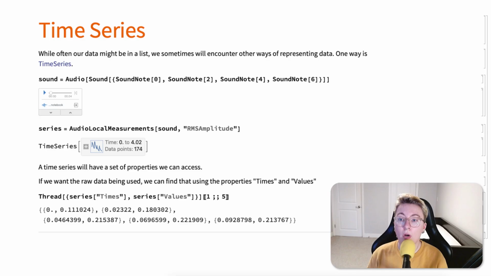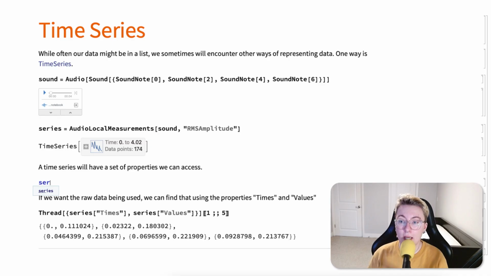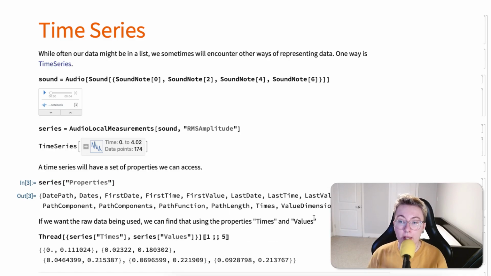As I just mentioned, one way of representing data that we've seen a little bit in some previous lessons but haven't really discussed yet is how to use time series. These are a way of representing time-dependent data, like, for example, our output from audio local measurements, where the timescale is the duration of the audio file. Time series have a set of properties that we can access. The syntax will look somewhat similar to how we use functions, where we have the time series where we would have the function name, and the property where we would have the function arguments. We can see all possible properties by calling the property "Properties".